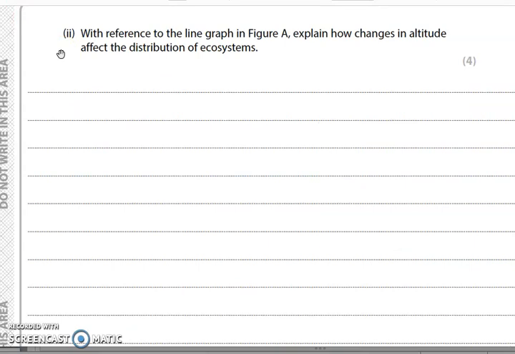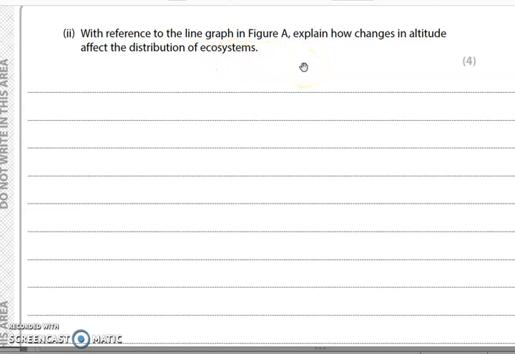So this question refers back to figure A that you've just completed. With reference to the line graph in figure A, explain how changes in altitude affect the distribution of ecosystems. So first of all, with reference to the line graph, you've got to give evidence and information from figure A. You need to be quoting some of the different ecosystems and the different heights at which they appear. Altitude is another term for height. But then the command word is explain. So you've got to say how the altitude will affect the distribution of ecosystems.